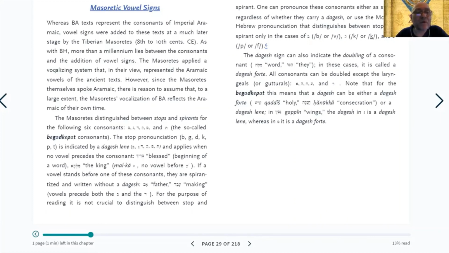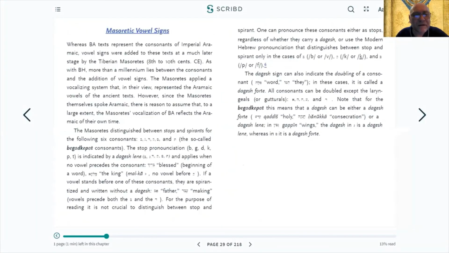The Masoretes applied a vocalization system that, in their view, represented the Aramaic vowels of the ancient text. However, since the Masoretes themselves spoke Aramaic, there is reason to assume that, to a large extent, the Masoretes' vocalization of biblical Aramaic reflects the Aramaic of their own time. The Masoretes distinguish between stops and spirants for the following 6 consonants. We've got pe, kaf or chaf, dalet, gimel, vet, and tav, the so-called Begedkefet consonants.